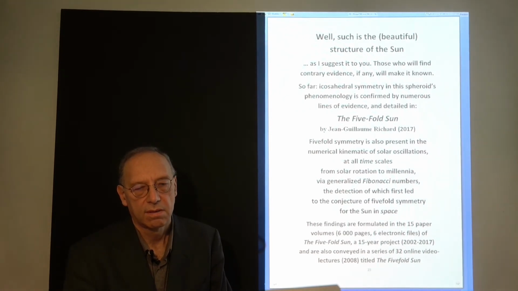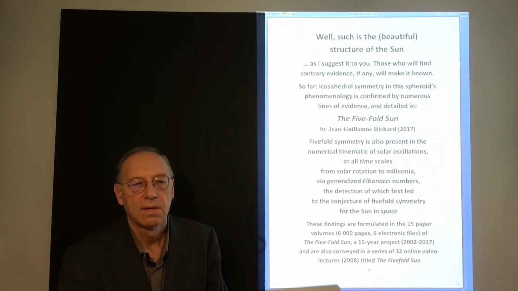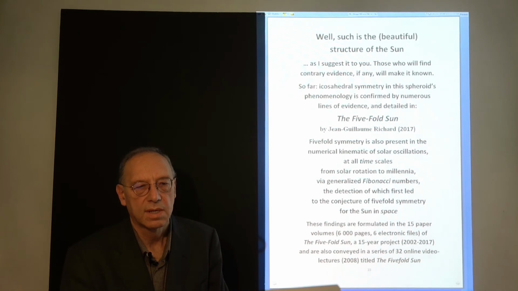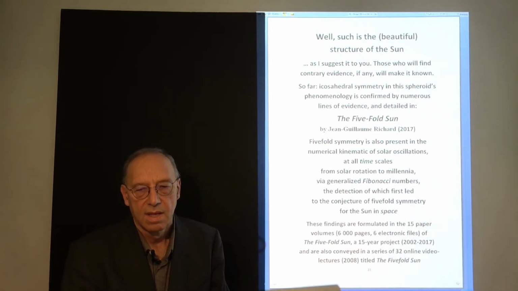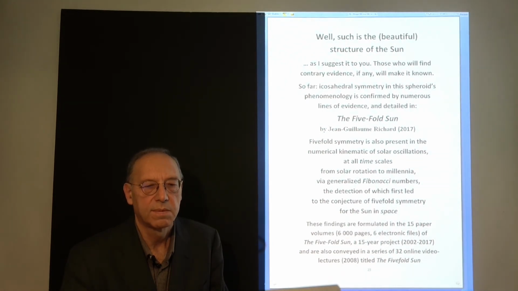So far, the rest of the evidence is detailed in the book The Fivefold Sun, which I published in 2017. My name is Jean-Guillaume RICHARD, and I'm the author of this book. It consists of 15 paper volumes and no less than about 6,000 pages, however, in only 6 electronic files, which I wrote over a span of 15 years and published in late 2017. And as I said, there are 32 online video lectures that sum up these findings.